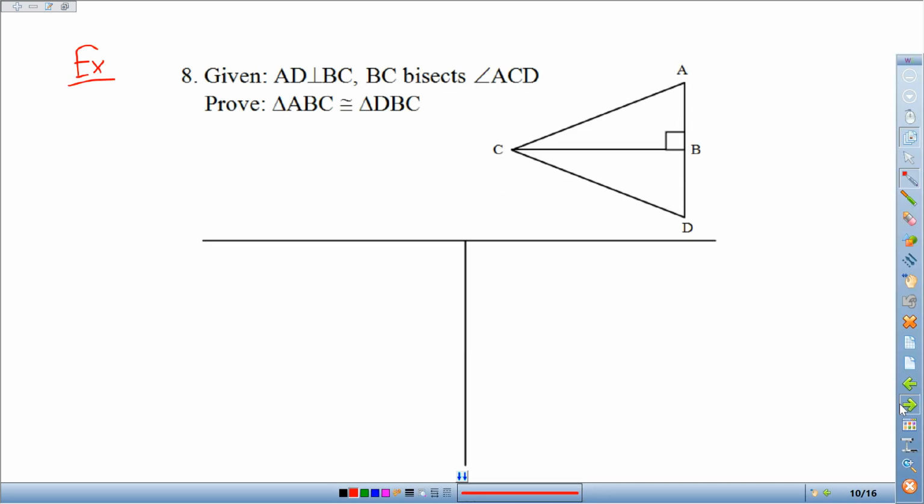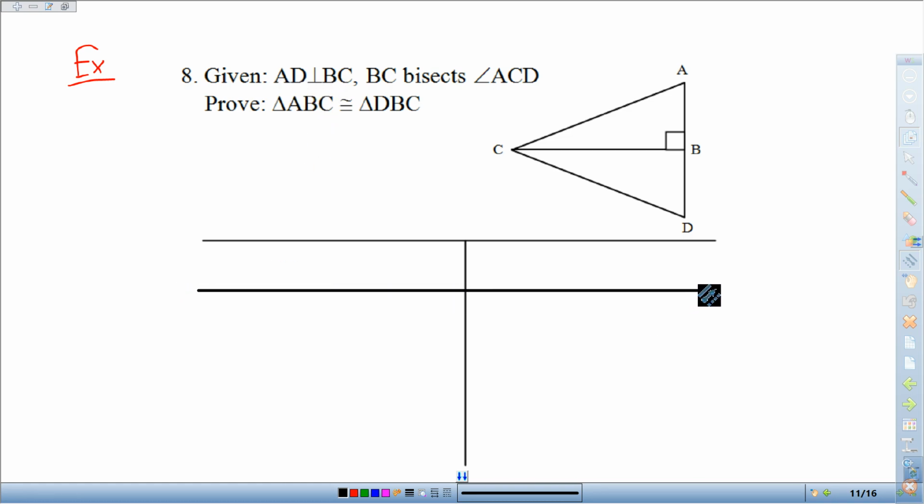Let's take a look at number 8. Okay, so first things first, here's my first given statement. AD is perpendicular to BC. So let me draw my line. All right, so segment AD is perpendicular to segment BC. Why do I know that? Given.